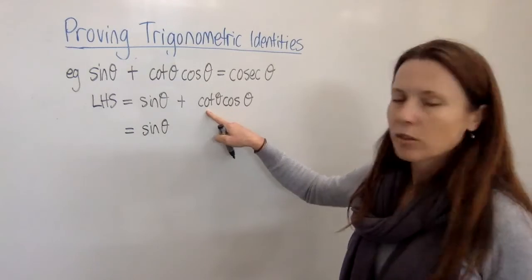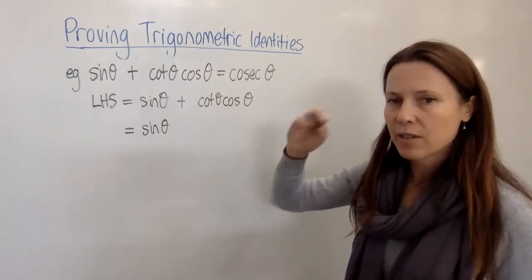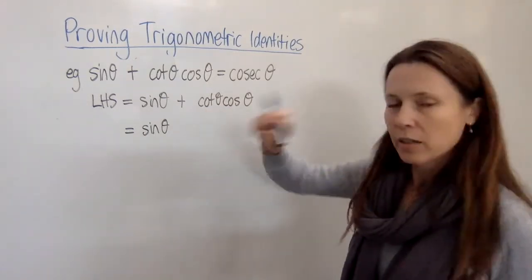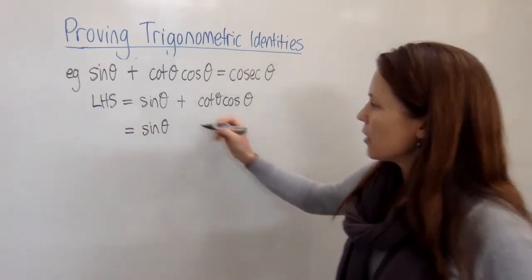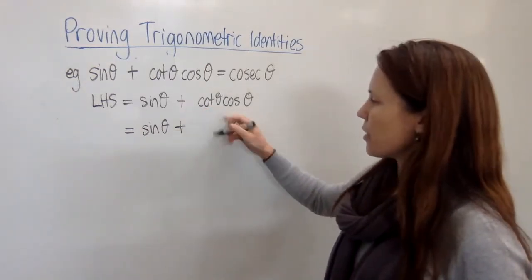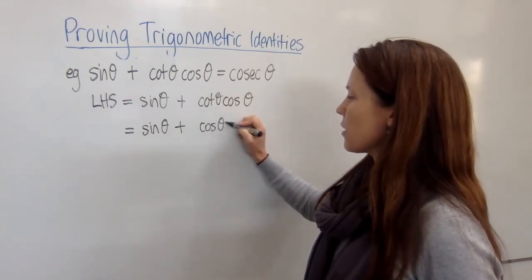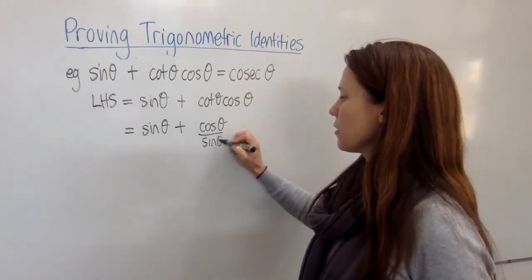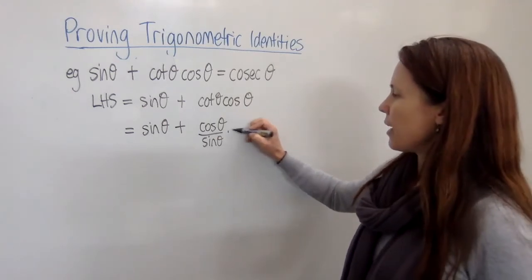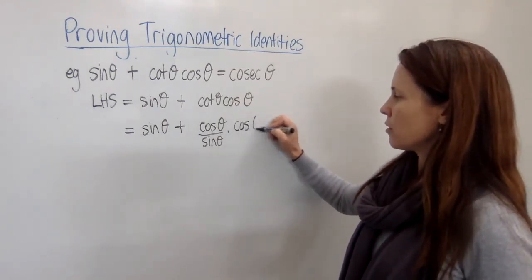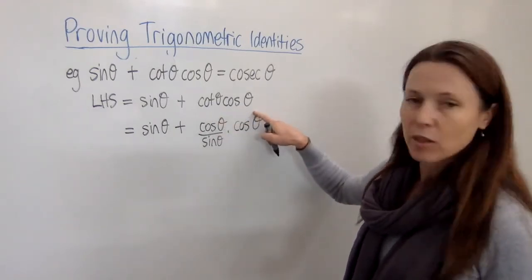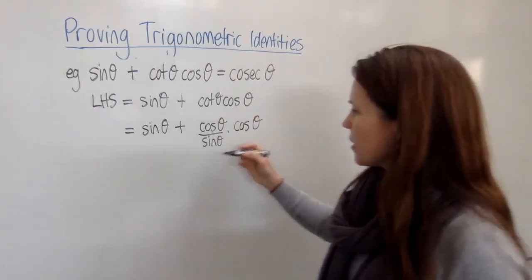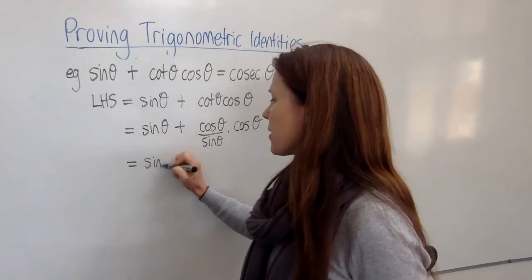Okay, so sine theta, let's just leave that for the moment and deal with this awkward looking part. Now think cot. We know that tan of theta is sine over cos, so cot is the reciprocal of that. It's cos over sine, isn't it? So let's rewrite this cot theta as cos theta over sine theta, and then we're multiplying that by cos theta. Now, if you wanted to, you could say cos theta times cos theta is cos squared theta, but I'm going to write that down on the next line.